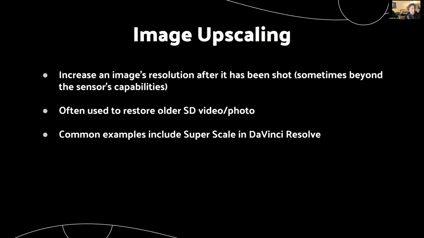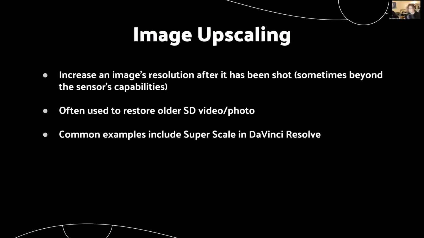But basically the idea of it is that you'd increase an image's resolution after it's been shot, or when it's in some form that has a static resolution. So often people will do it beyond what the original sensor is capable of. I think this was originally developed for restoring older videos and photos that were much smaller resolution. But now it's being used for a bunch of different things.